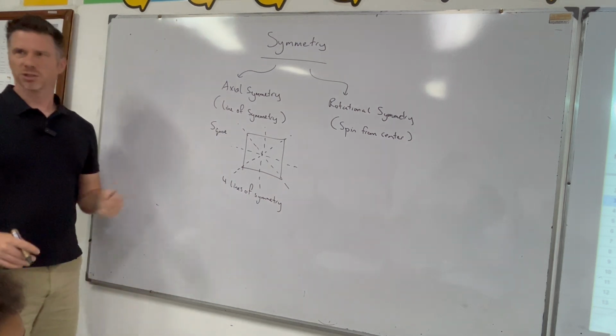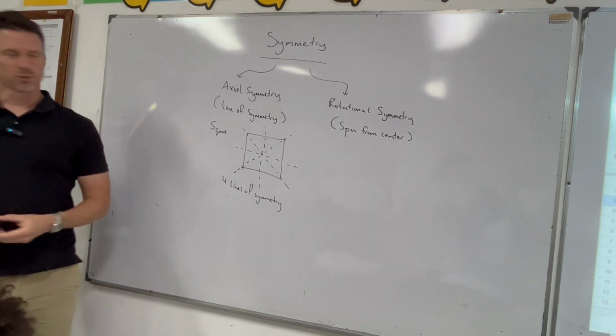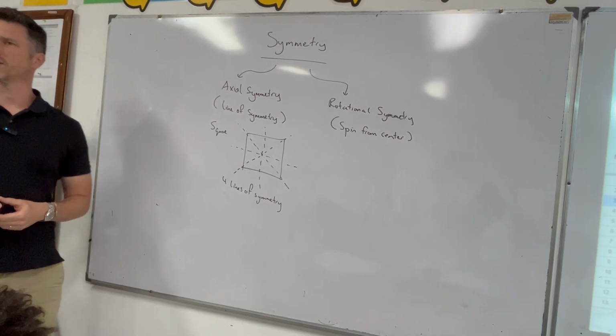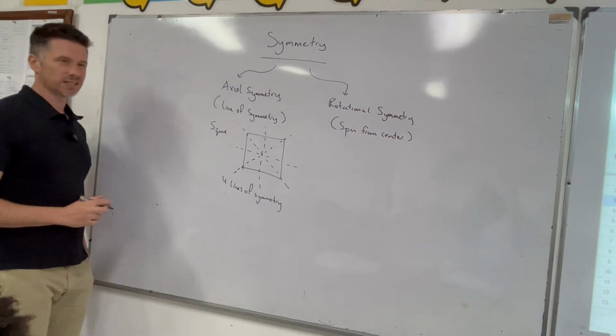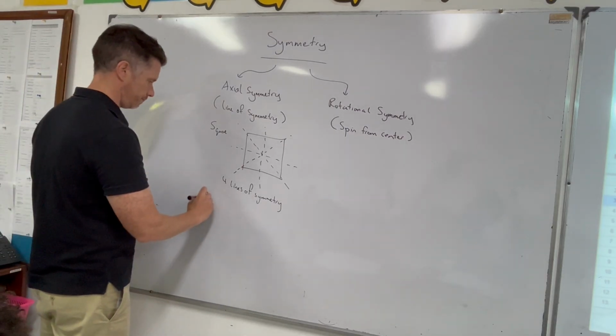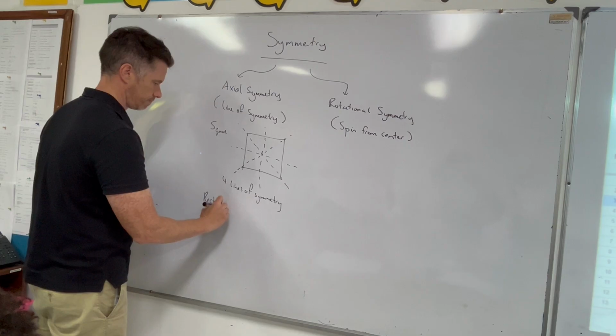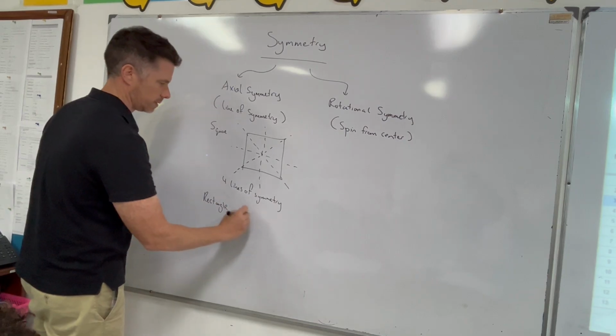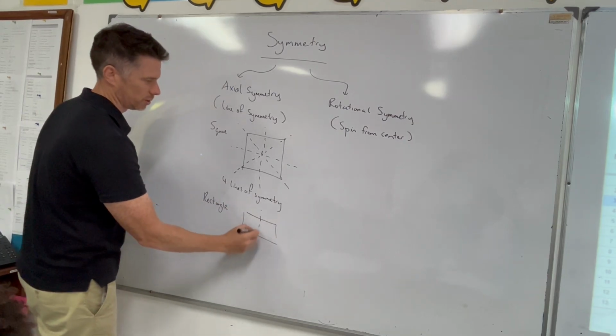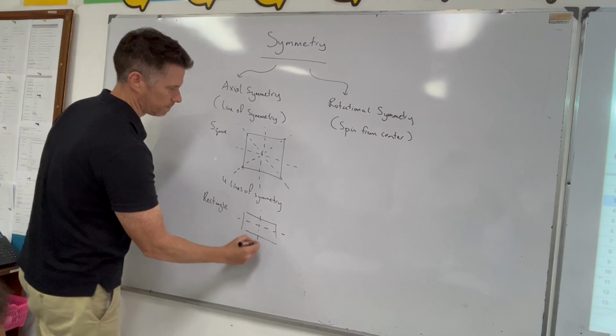So something I might ask you to do in an exam is draw the lines of symmetry. So we'd use dotted lines for lines of symmetry. A rectangle only has 2. I'll draw a little rectangle here, just this way and this way.